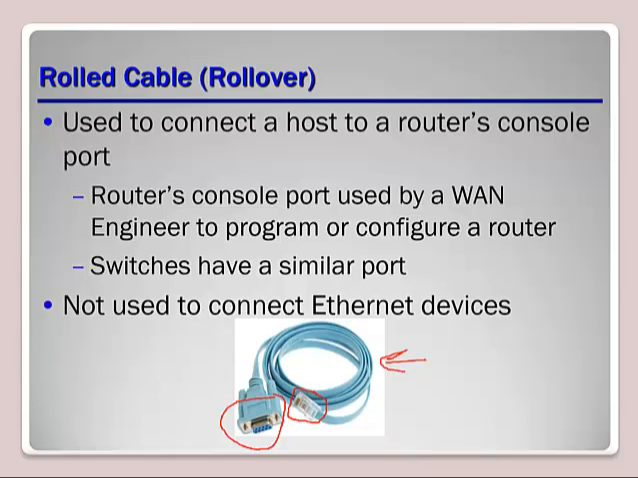So what this is doing is it's not used for connecting Ethernet devices. This is used for connecting to a router's console port, and that's why we usually call them console cables. Used by a WAN engineer to program or configure a router. Switches have a similar port, so you can end up configuring a switch or a router with these things.